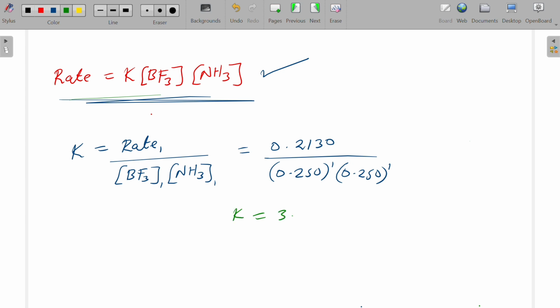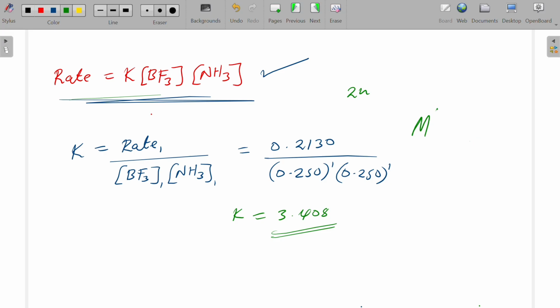When we do our calculation here, according to my calculator, I'm getting the value of K to be equal to 3.408. So this is the value of K. Now, we need to put proper units for this value of K. So how do we determine the units in this case? You use the overall order of reaction that you calculated. In this case, it's second order.